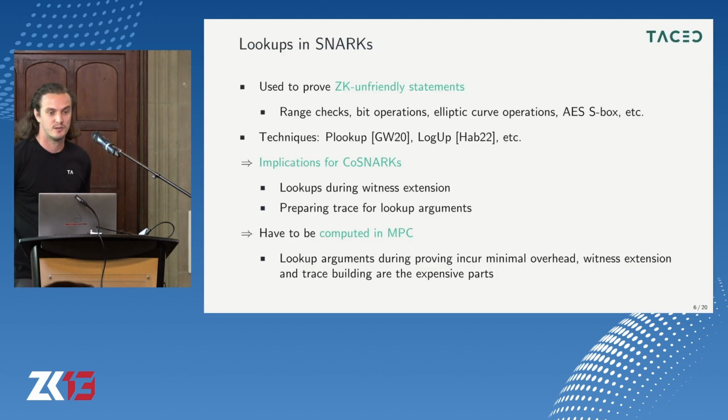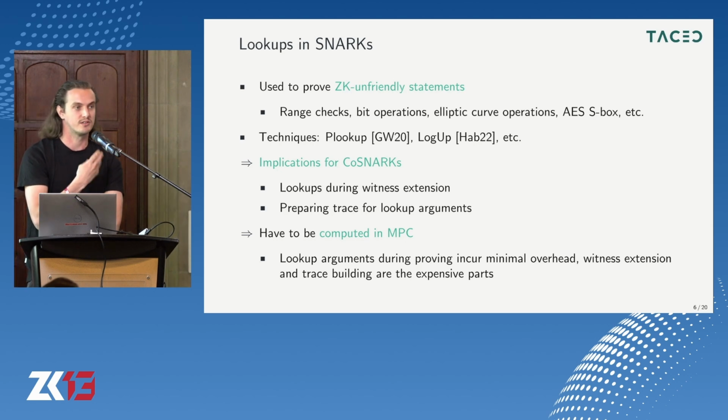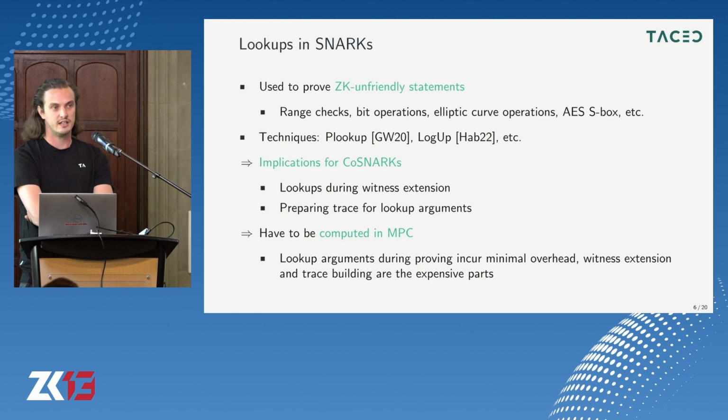Okay, so why are lookup arguments necessary? They are used to prove operation statements which are expensive in ZK. For example, range checks, bit operations, elliptic curve operations, S boxes, and so on. So instead of doing these computations in ZK, adding many constraints for it, you use lookup arguments, and then you prove that these input-output pairs belong to a certain table. There are different techniques for it, such as plookup, lookup, and others. We've heard it before in the intro.